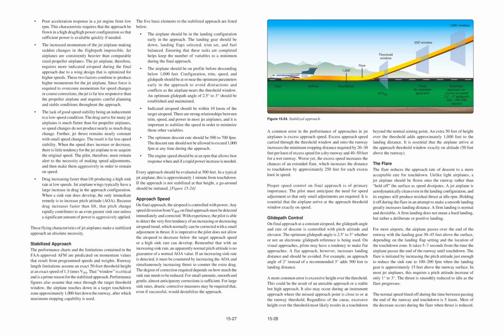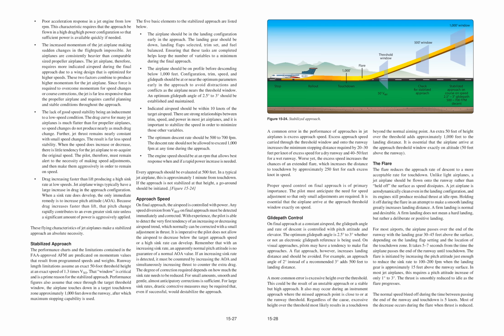It takes 5 to 7 seconds from the time the airplane passes the end of the runway until touchdown. The flare is initiated by increasing the pitch attitude just enough to reduce the sink rate to 100 to 200 fpm when the landing gear is approximately 15 feet above the runway surface. In most jet airplanes, this requires a pitch attitude increase of only 1 degree to 3 degrees. The thrust is smoothly reduced to idle as the flare progresses.